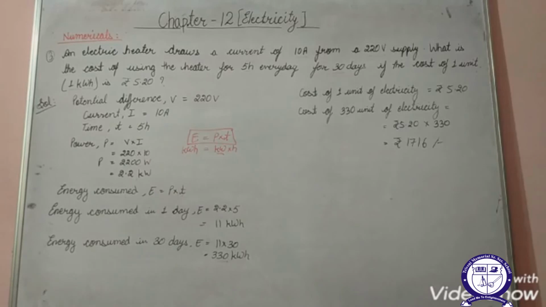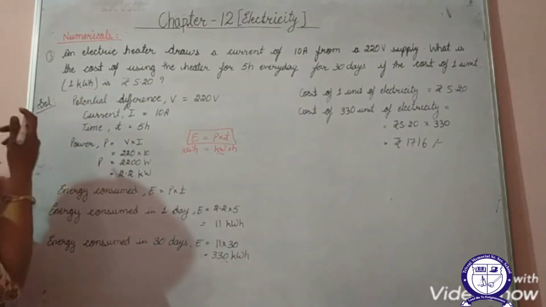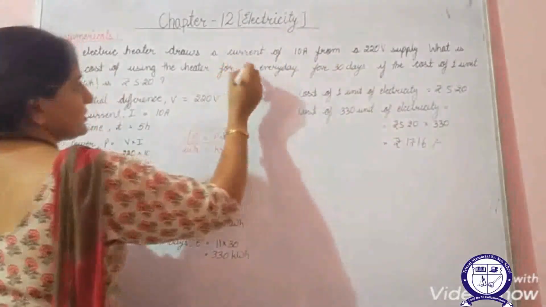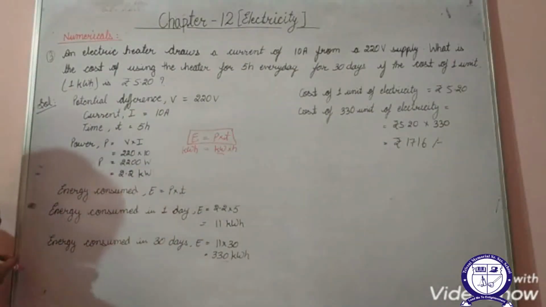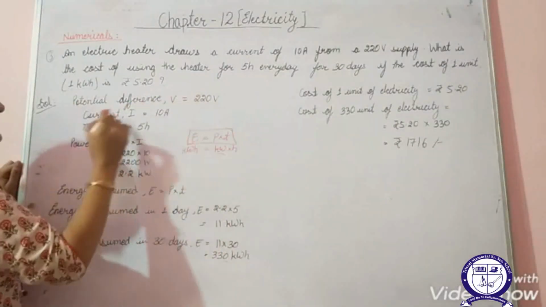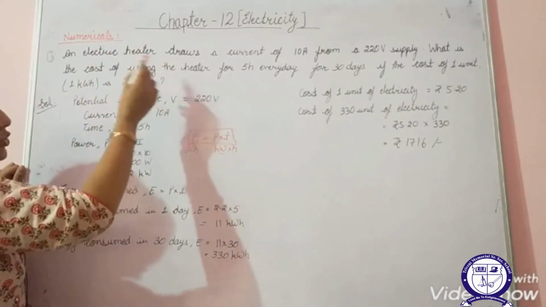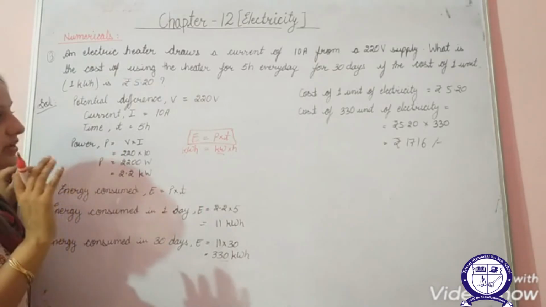Now next is, an electric heater draws a current of 10 ampere from a 220 volt supply. What is the cost of using the heater for 5 hours every day for 30 days if the cost of 1 unit is rupees 5.20? So here the value of current is given, potential difference is given, time is given, that it is operated for 5 hours, and the cost of electricity is given to be rupees 5.20 per unit. The potential difference is 220 volt, current is 10 ampere, time is 5 hours.